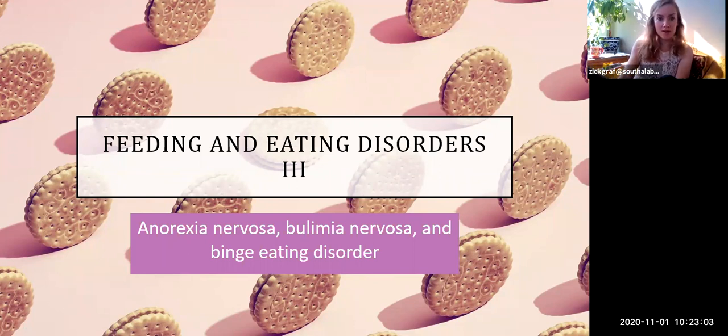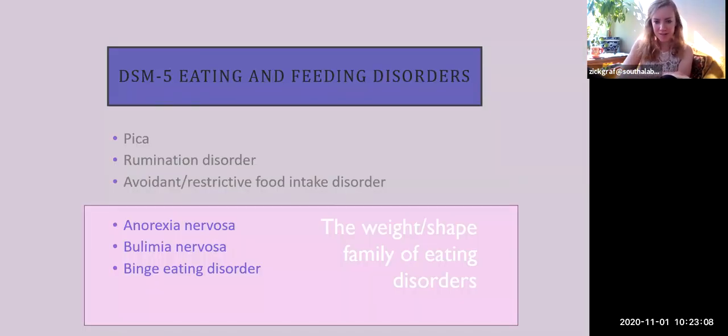Today we're going to be talking about anorexia nervosa, bulimia nervosa, and binge eating disorder. That's hard to say, but they're also known as the weight and shape family of eating disorders, because all three of these eating disorders involve maladaptive eating behaviors that are directly related to concerns and maladaptive thoughts about body weight and body shape. This lecture is going to be another kind of long one because, again, there's no reading in the textbook for this lecture. So I'm hoping to provide some background and then also some new information about these disorders.